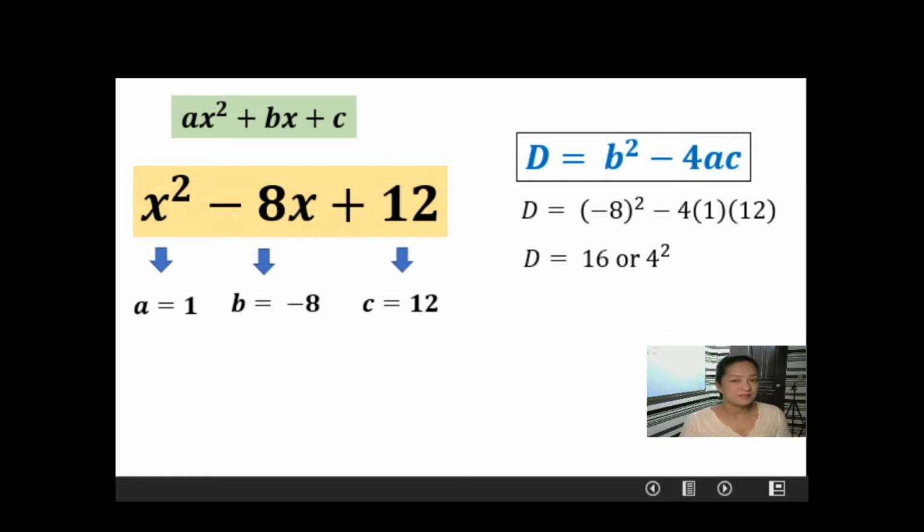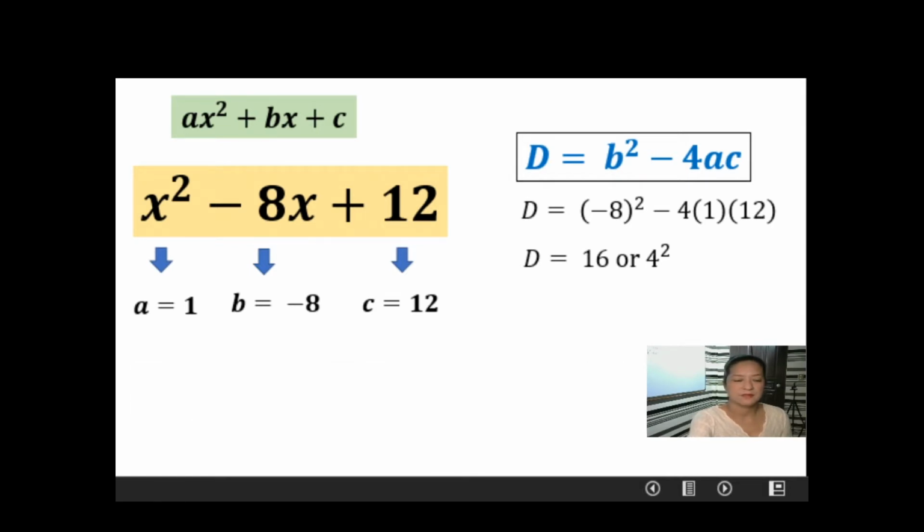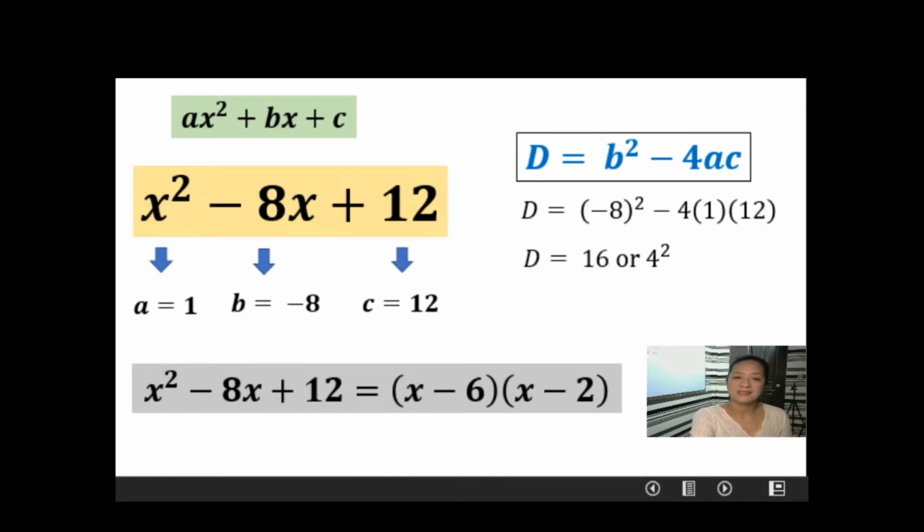Kasi meron kang 64 minus 48. And 16 is 4 squared. The discriminant is a perfect square. So therefore, the given trinomial is factorable. Well, in fact, the factors of the given trinomial are x minus 6, x minus 2.